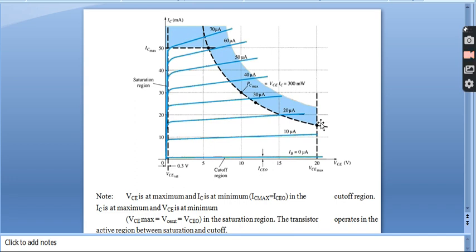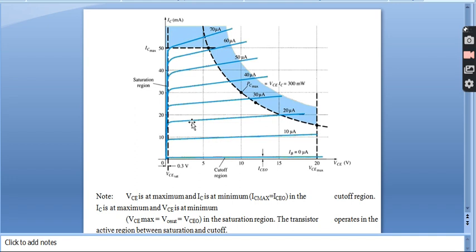Okay, so IC is at maximum and VCE is at minimum. Next, VCE saturation is equal to VCE maximum is equal to VCEO in the saturation region. So in the saturation region, VCE saturation is equal to VCE maximum is equal to VCEO. Okay, so this will occur in the saturation region.